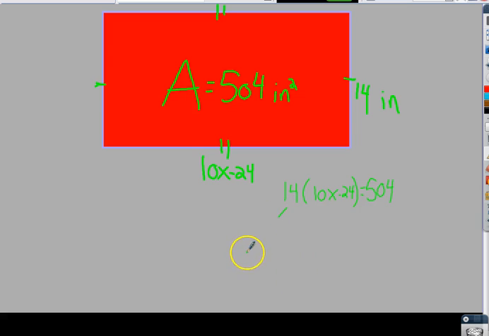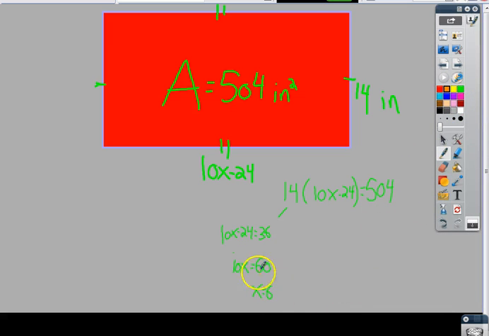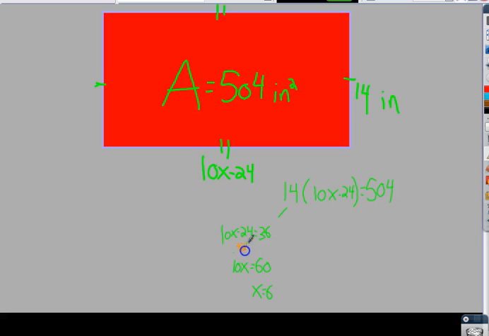So the first way is dividing both sides by 14 at first. You get 10x minus 24 equals 36. You then add the 24 and get x equal to 6. That's by adding 24, folks, and dividing by 6.